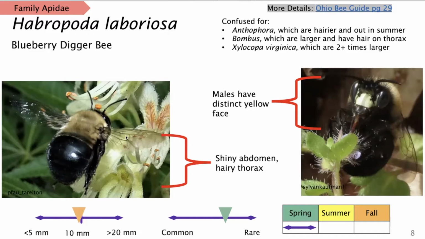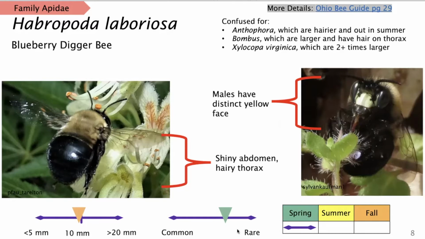So Habropoda, I will say, kind of just looks like a weird bumblebee. That's kind of how I think of it. Or it's like if a bumblebee and a Xylocopa carpenter bee had a baby, because it has this shiny abdomen and kind of orange colored thorax, but it has these hairy legs. The males, I know I said I wasn't going to talk about males, but sometimes you can see them have this very large yellow patch on their face.